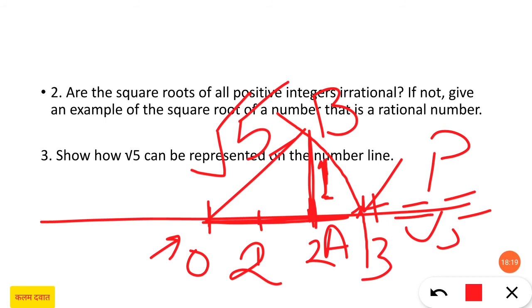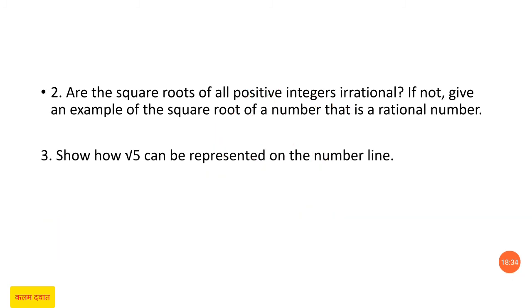So now we know how we can represent under root 5 or other numbers which are included under root. So they can be plotted on a number line. All the real numbers can be plotted on the number line. Even rationals and irrationals can be plotted on a number line.